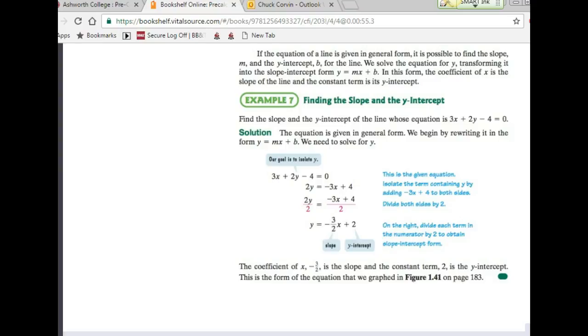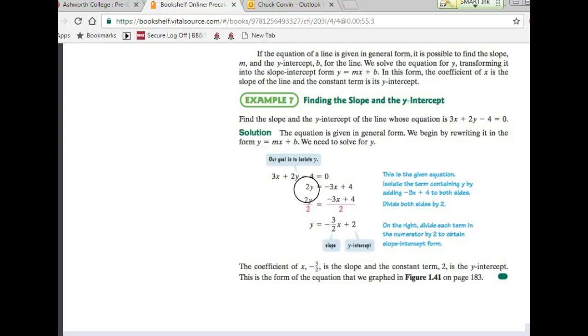So the rest of it is really just algebra and getting the y, because your goal is to isolate, or to get, the y by itself. So that means, first of all, I'm going to add this 4 over to this side, so that's why that turns into plus 4. I'm going to subtract this 3y over to this side, which is why that's going to be minus 3y. So in the second equation, I end up with 2y equals negative 3y plus 4.